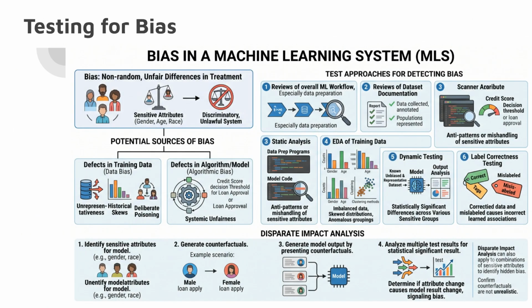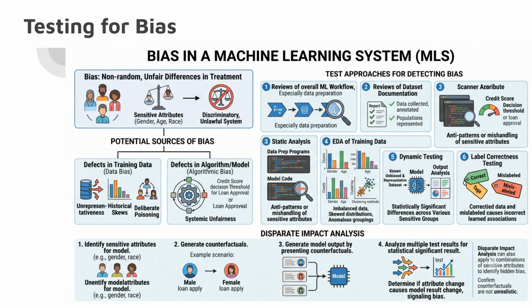Disparate impact analysis. 1. Identify sensitive attributes for the model. 2. Generate counterfactuals for the sensitive attributes, for example scenarios where gender is changed from male to female in a loan application. 3. Generate model output by presenting it with the counterfactuals. 4. Analyze the results of multiple tests to achieve a statistically significant result, which determines if changing a sensitive attribute causes the model results to change, signaling the presence of bias.